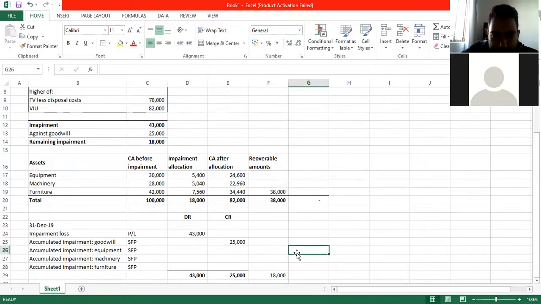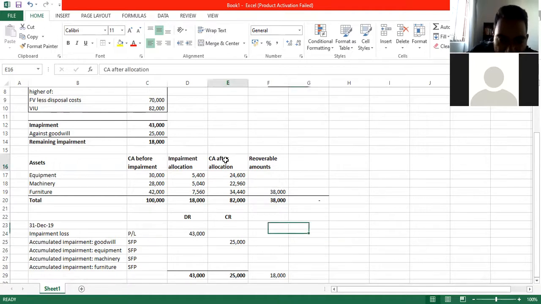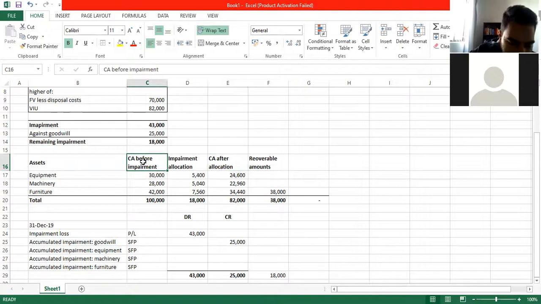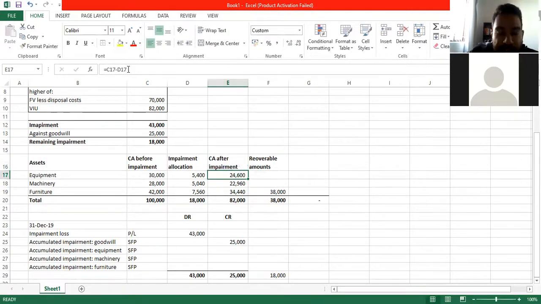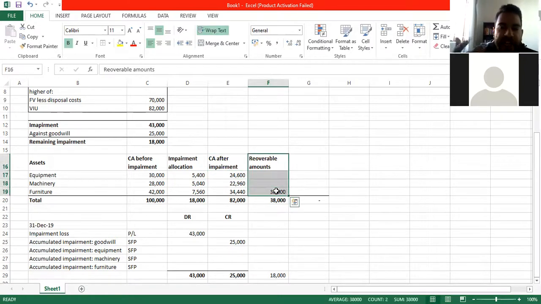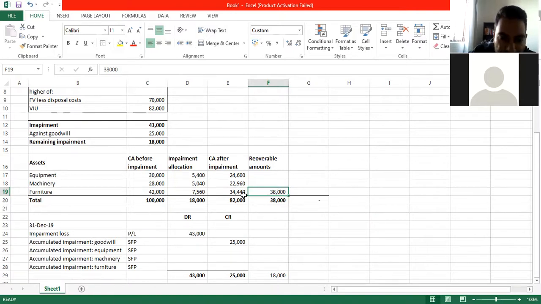So what you can see, the carrying amount after impairment cannot be less than this recoverable amount if there is a recoverable amount available. So you can see we can get 38,000 for this furniture. But after the impairment, it is 34,400. So as a result, we can't write off this asset by 7.5, we have to reduce it.